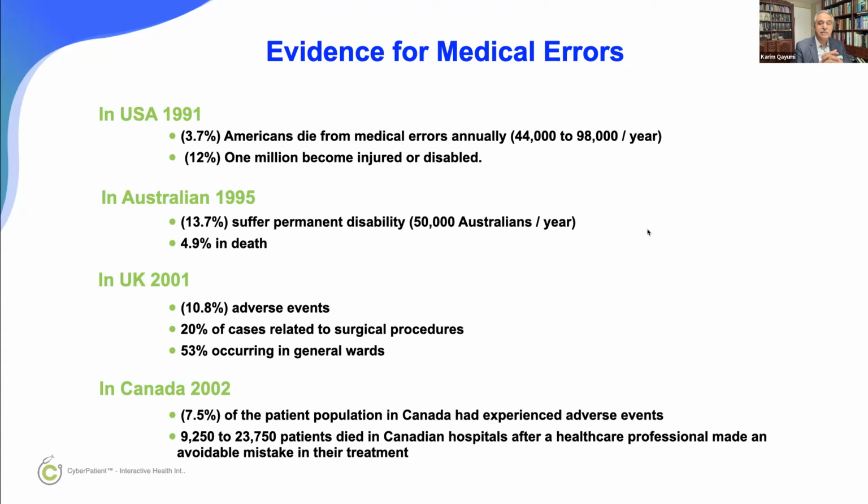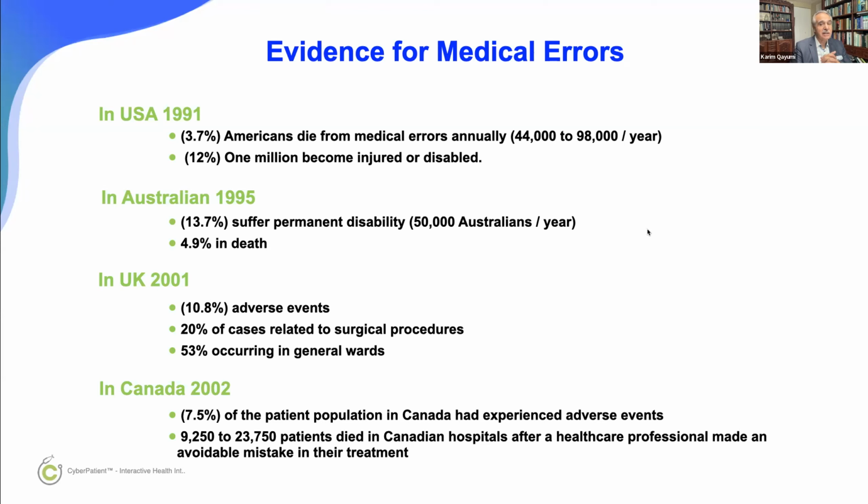The same statistics is in other countries. In Australia, it's 13.7% of people, about 50,000 patients per year suffering from disability and adverse events. And 4.9% of those people die actually from medical errors. In the UK, it's 10.8%. They divide this into 20% for cases related to surgery, but 53% is in the general wards.